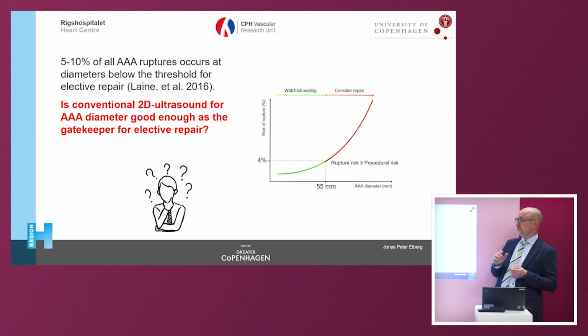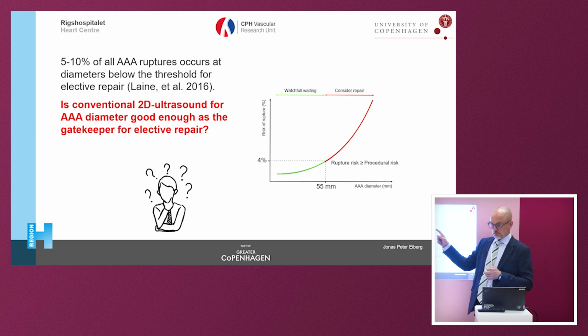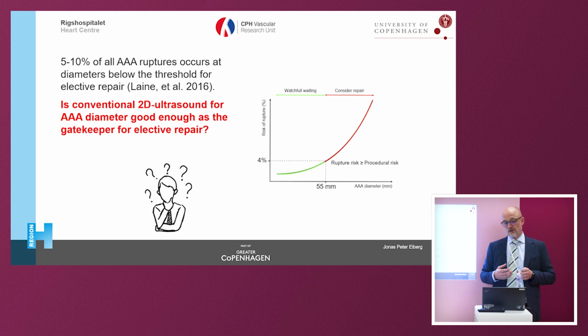And we know that 5 to 10% of all aneurysm ruptures are on aneurysms that we actually believe are not very big. They are sub-threshold ruptures. I think this is because we do wrong measurements. It's not because small aneurysms suddenly start to rupture. It's because they have been misunderstood, or the diameter was wrong from the beginning.